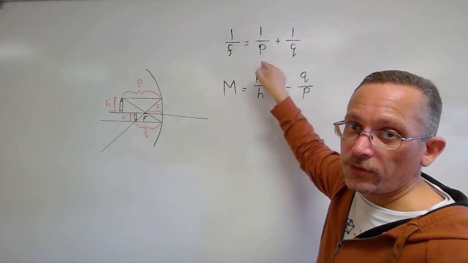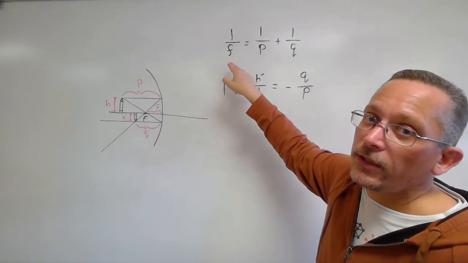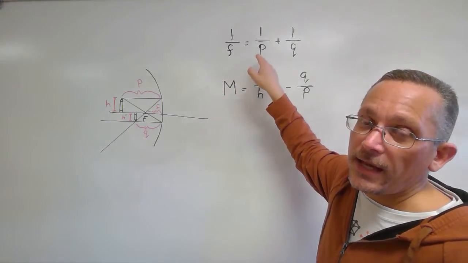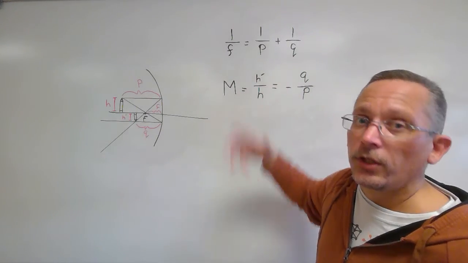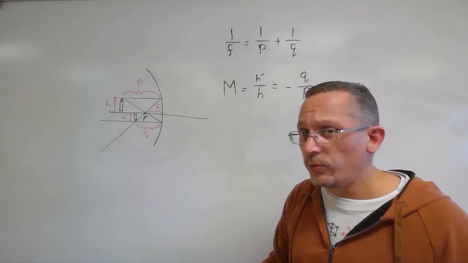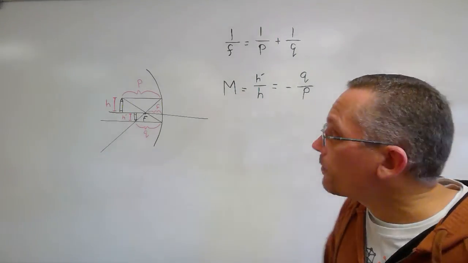So if we know two of these three things, like it's fairly easy to know the focal distance and the object distance, we can easily predict the image distance. Or if we know any two of them, we can predict the third one, right?